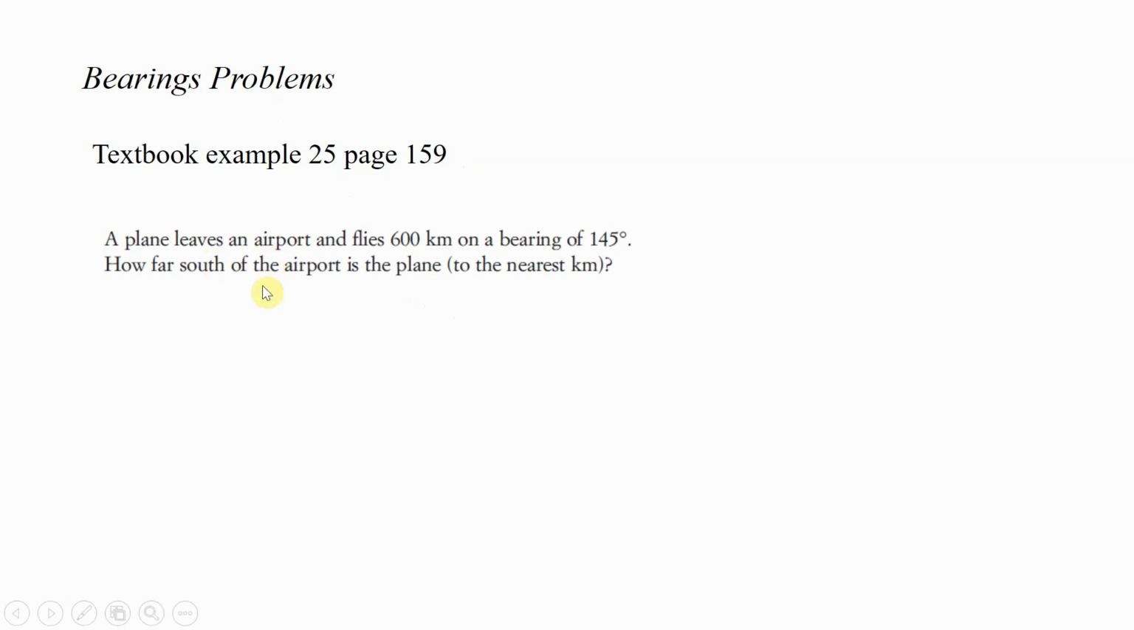The plane leaves an airport and flies 600 kilometres on a bearing of 145 degrees. How far south of the airport is the plane to the nearest kilometre?